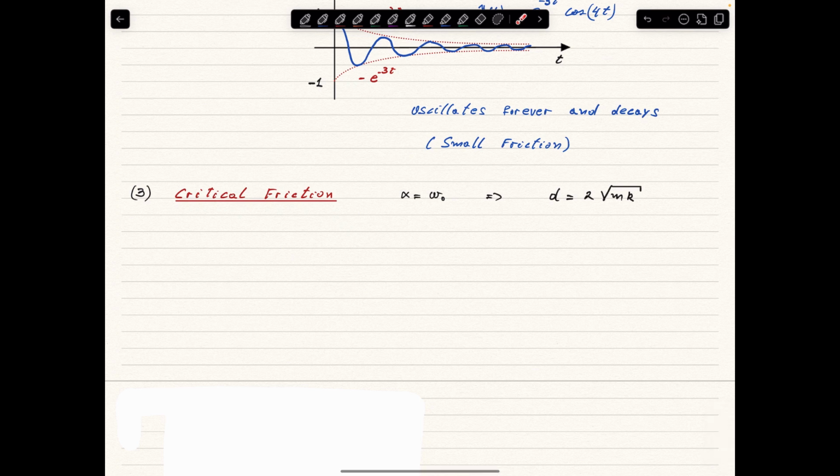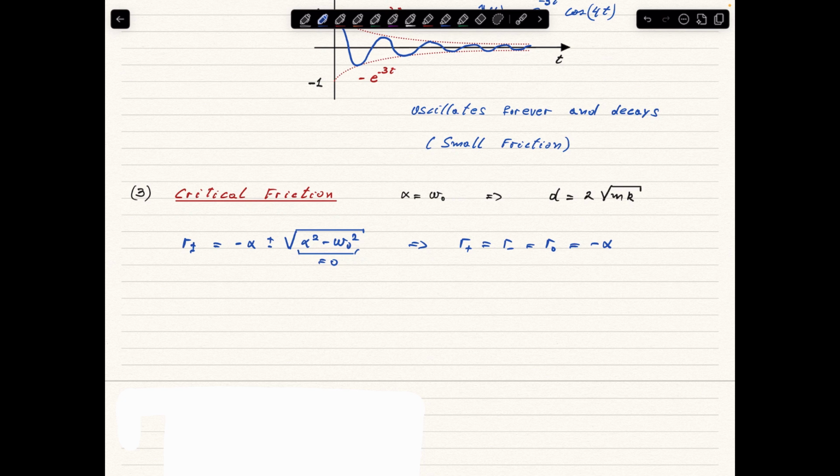Okay, what are the roots in this case? Well, let's recall the expression for the roots. Let's write them down here. R plus minus is negative alpha plus minus the square root of alpha squared minus omega 0 squared. But we just said that alpha is equal to omega, so this number here is actually 0. And then we have a repeated root. R plus is equal to R minus is equal to R0, which is actually negative alpha.